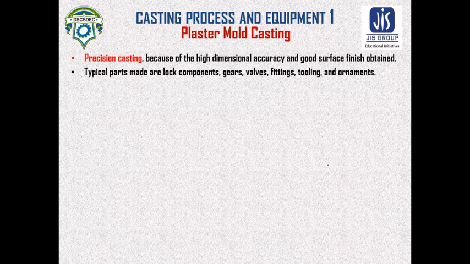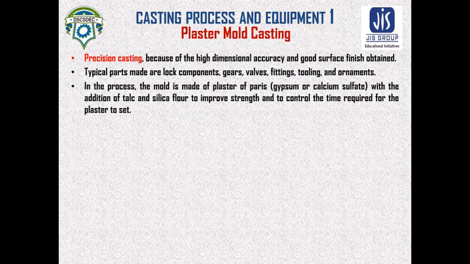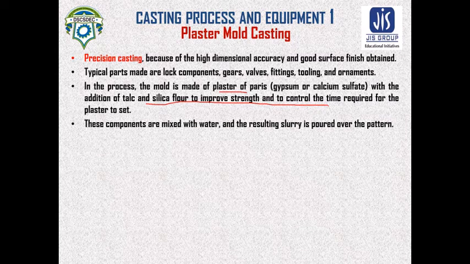Next is plaster molding. Plaster molding and ceramic molding are two precision casting processes. That means these two can give close dimensional tolerance and good surface finish. In this process, the mold is made of plaster of Paris with the addition of talc and silica flour to improve strength and to control the time required for the plaster to set. These components are mixed with water, resulting in a slurry to be poured over the pattern.